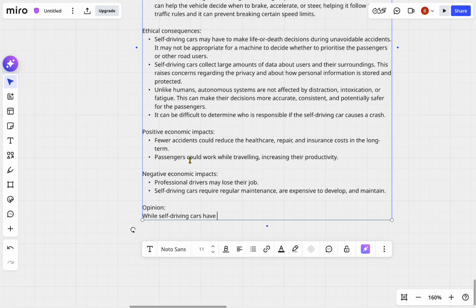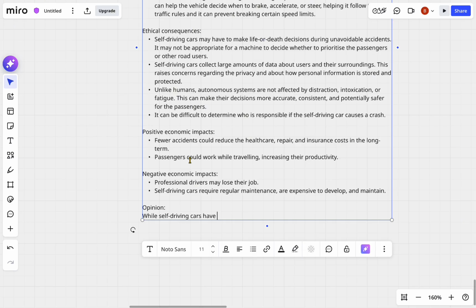So that's a problem. And then I believe that they should not be introduced everywhere immediately, but it should be done gradually. So they have more time to invest in the technology and develop the cars, and there need to be strict regulations enforced to ensure that the accidents are reduced and the ethical concerns are mitigated as well.